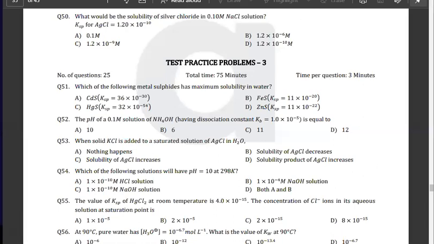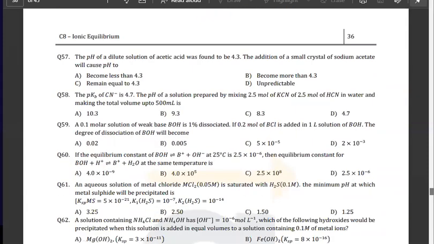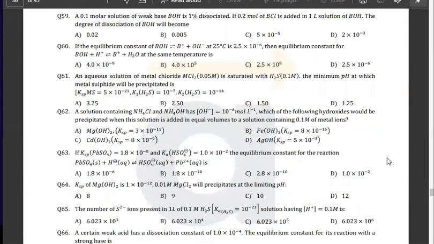Next, question number 60. Now, if you see question number 60, if the equilibrium constant of BOH ⇌ B plus + OH minus is given, then the equilibrium constant for this. That's a very easy question, yes or no? Question number 60, guys.